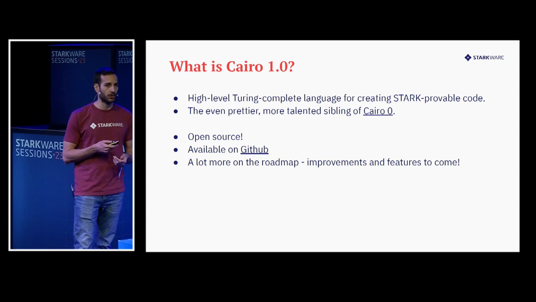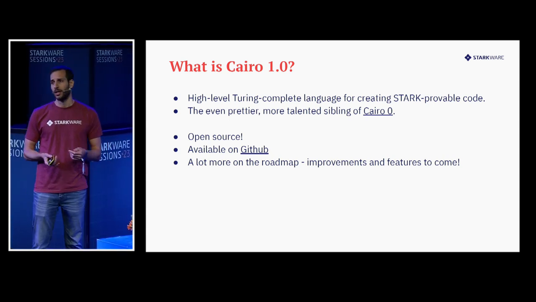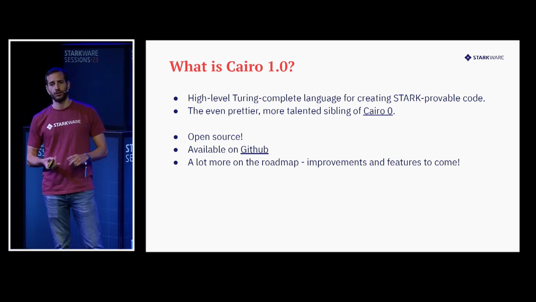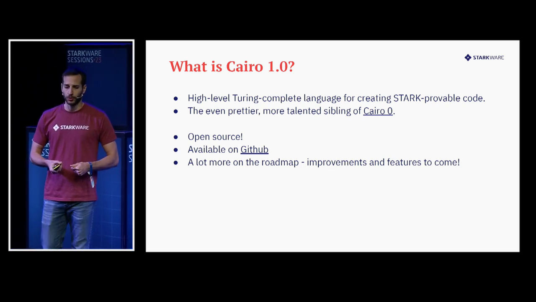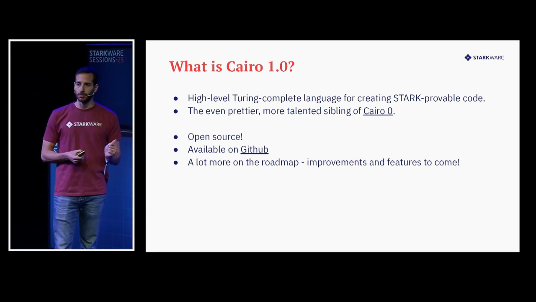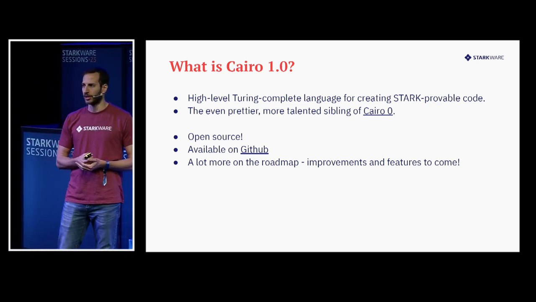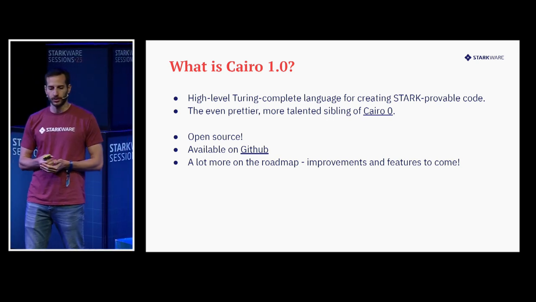One more thing you need to know about Cairo 1 is that it's open source. So you're welcome to see it on GitHub. You can read the code, discuss, contribute. This is welcome, and we expect your contributions. And there's a lot more on the roadmap, so we are excited about what's coming up. And again, I'll mention part of it soon in this talk.